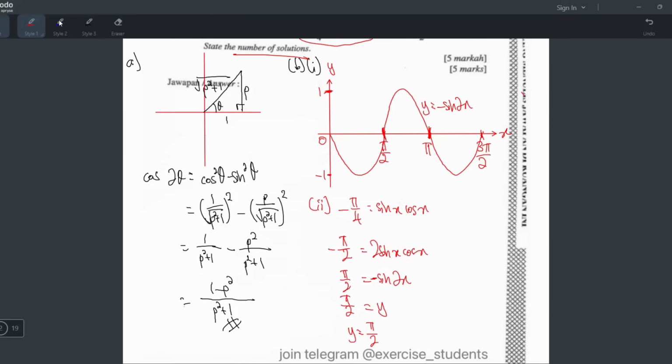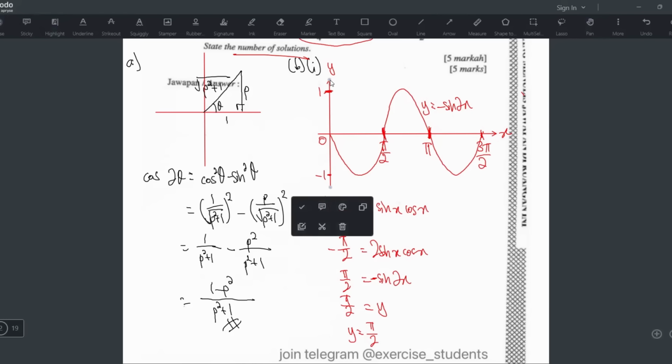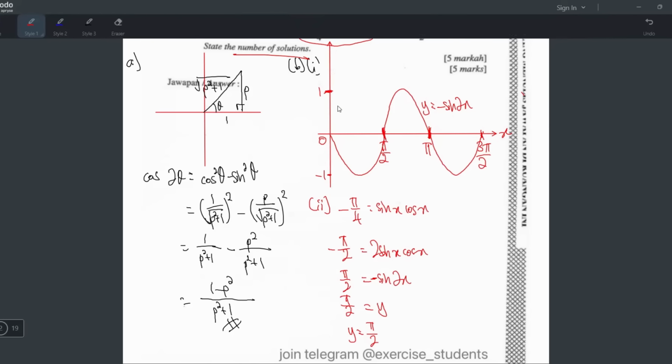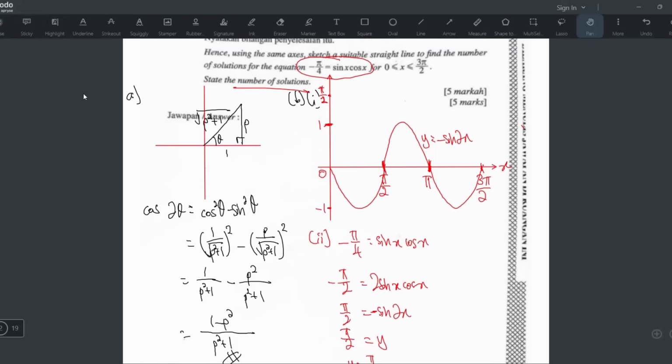So I think I can roughly estimate the position. So let me extend this line. So 1, okay, so 1 is here, right? So 2 is like around here. So 1.5 is like around here lah. So this is your pi over 2. Okay, it doesn't have to be accurate one. This is a sketch question. Okay, so just lebih kurang agak-agak.